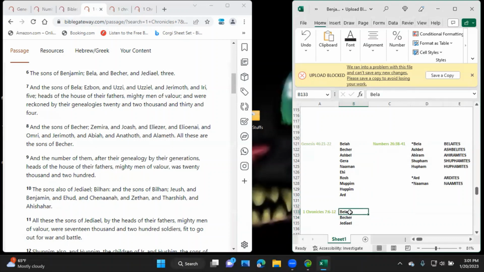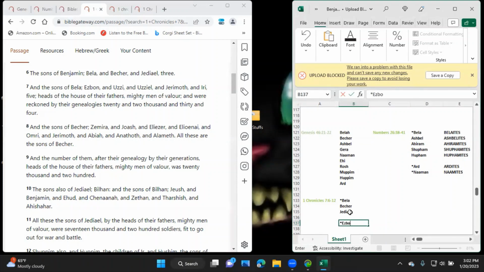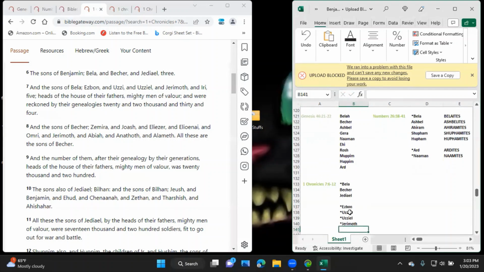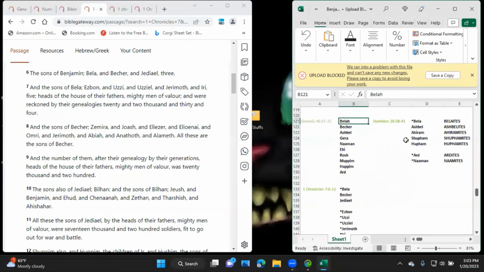Jumping to verse 7, the sons of Bela, indicated again by an asterisk: Esbon, Azai, Uzziel, Jeremoth, and Iri, five. Heads of the house of their fathers, mighty men of valor, and were reckoned by their genealogies 22,034. So for Bela, we have 22,034.